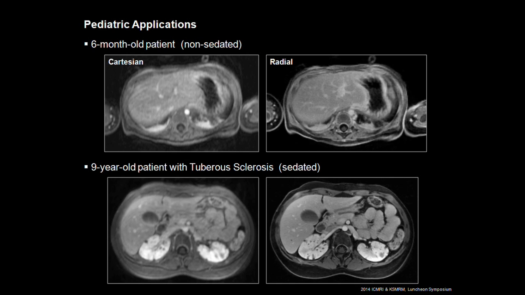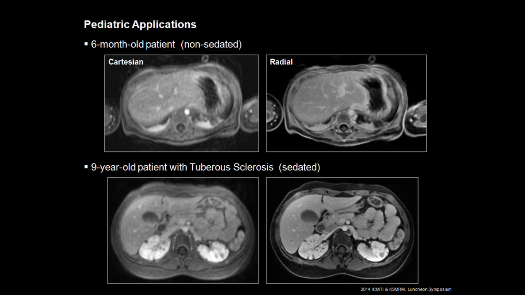Now another application where it is of course very beneficial to eliminate the need for a breath hold is pediatric imaging. And this is because pediatric patients usually cannot perform a breath hold at all, either because they are too young to understand what a breath hold is or because they are sedated. So on top you can see a 6-month-old baby. And this patient was not sedated, but of course too young to understand what a breath hold is. And on the bottom, you can see a 9-year-old patient with tuberous sclerosis, and this patient was sedated during the exam.